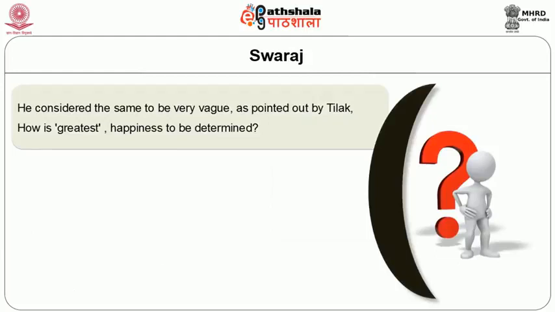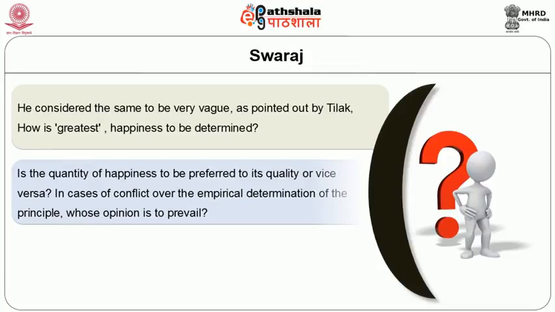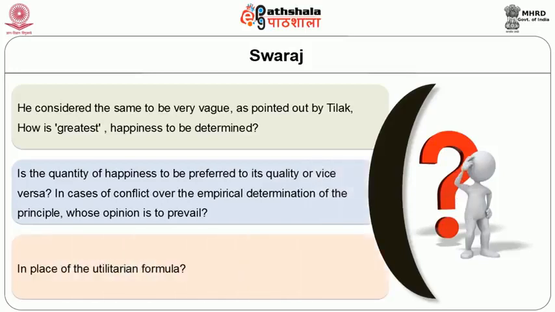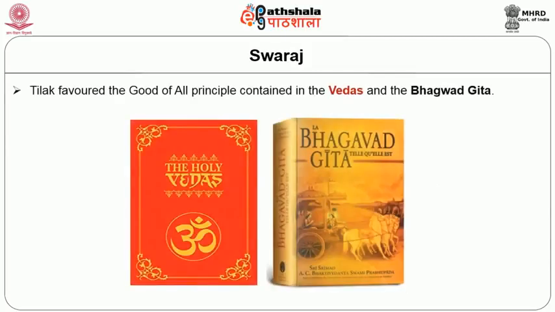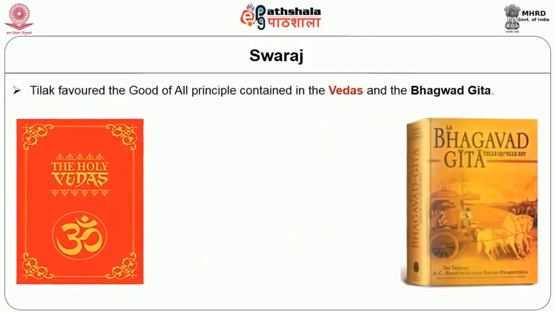As pointed out by Tilak, how is greatest happiness to be determined? Is it the quantity of the happiness to be preferred or its quality? In cases of conflict over empirical determination of the principle, whose opinion is to prevail? In place of the utilitarian formula, Tilak favored the good of all principle contained in the Vedas and Bhagavad Gita.